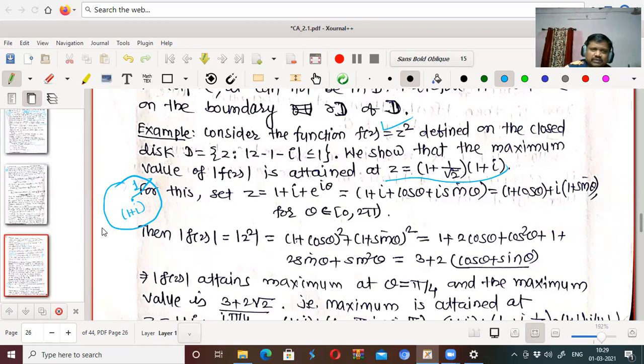1 plus i point means what? It is 1 comma 1. Center at 1 means x coordinate 1, y coordinate also 1, and radius 1. It is something like this. This is the point 1 comma 1. Radius is 1, right? So this disk is like this.